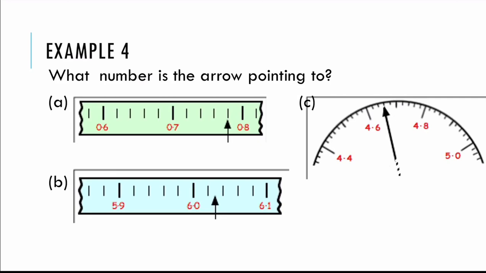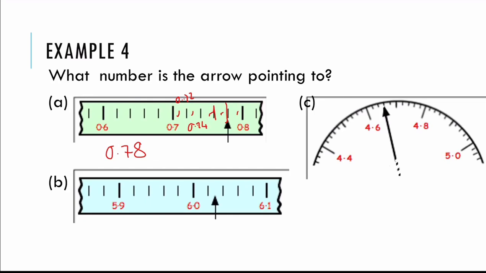To make it a little bit harder, what number is the arrow pointing to? It must lie between 0.7 and 0.8, so 0.7 something. This time it's being split into 5 if you count it, not 10. So it's not going to go up in 0.01 each time, it's going to go up in 0.02. Okay, so we've got 0.72, we've got 0.74, 0.76, 0.78.